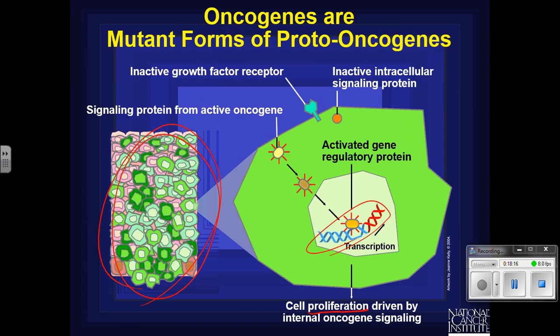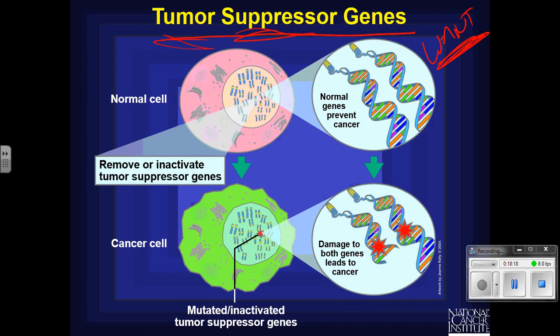In contrast, a tumor suppressor gene is like a brake pedal. It tells the cells to stop growing and stop dividing, and you want that. You want the brake pedal. If you don't have a brake pedal, that's a bad deal, okay?